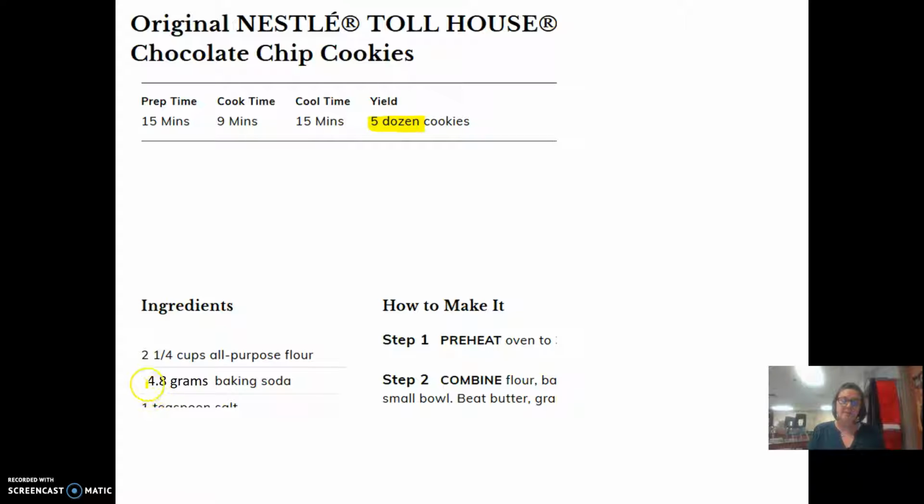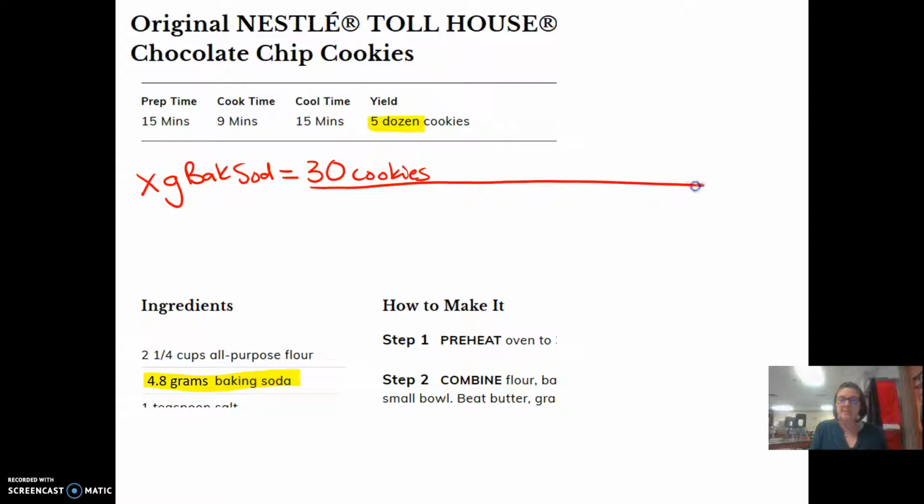And then in the previous step, I converted the amount of baking soda that it called for into mass in grams. So what I need to know is how many grams of baking soda would I need if I wasn't making 5 dozen, if I was making 30 cookies.